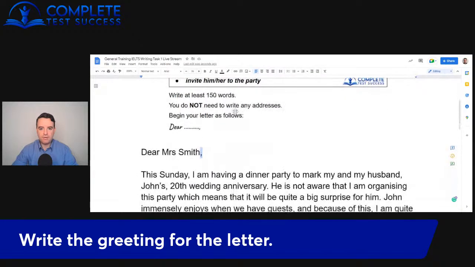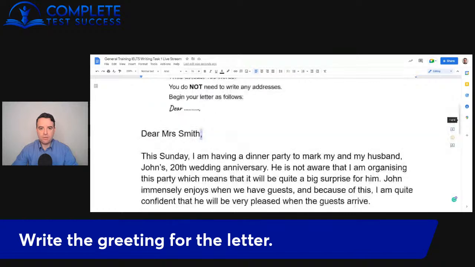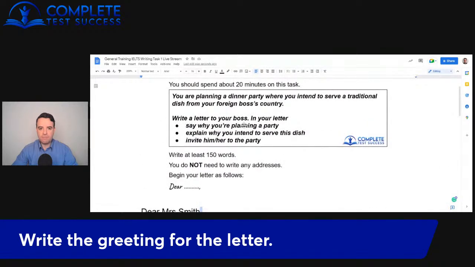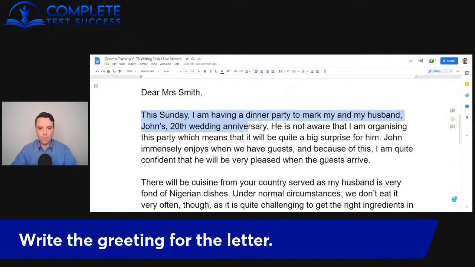I'm going to write a full paragraph about that. But what's really important is that you address that prompt in the first sentence. So don't write 2 or 3 sentences before you say why you're planning a party. Put that in the very first sentence. So what we would expect is that information to be in that first sentence here. So this Sunday, I'm having a dinner party to mark my and my husband John's 20th wedding anniversary. Okay, so now we know why.